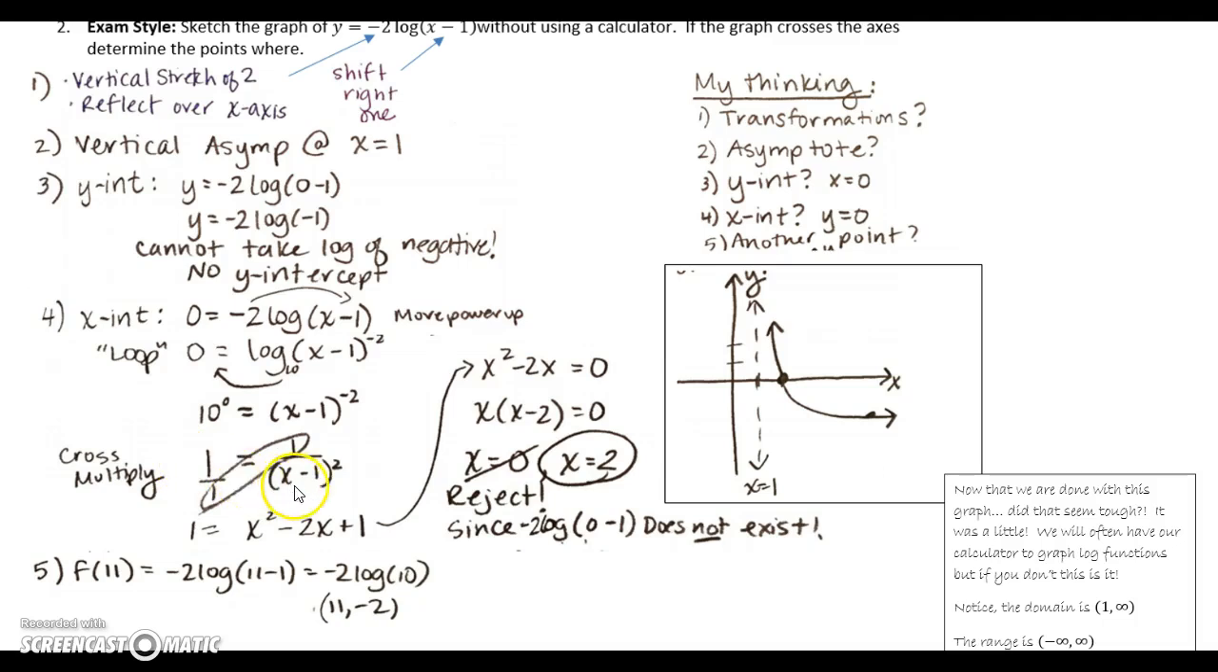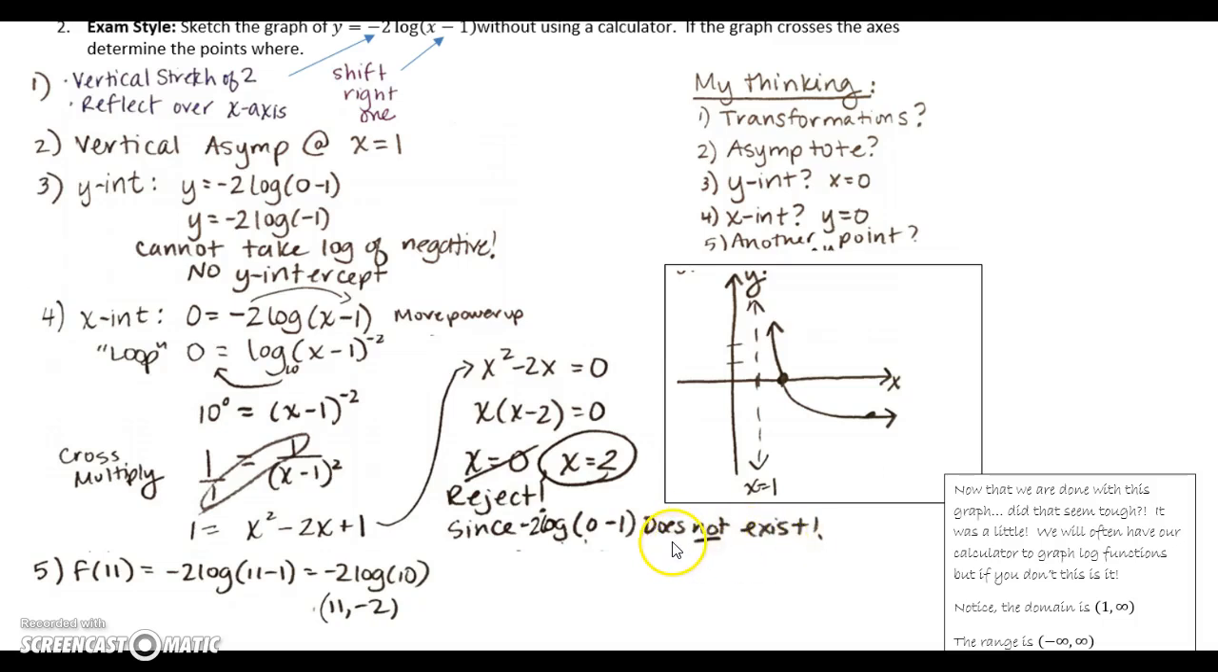I cross multiplied here, 1 times 1. I double distributed the (x - 1). Now I'm going to move the 1 over, and then I end up with x squared minus 2x equals 0. Factoring, I get x equals 0, x equals 2. This is where we need to think, do we need to reject? In this case, I reject 0, because if I plug 0 back into my original, I get the log of -1, which does not exist.